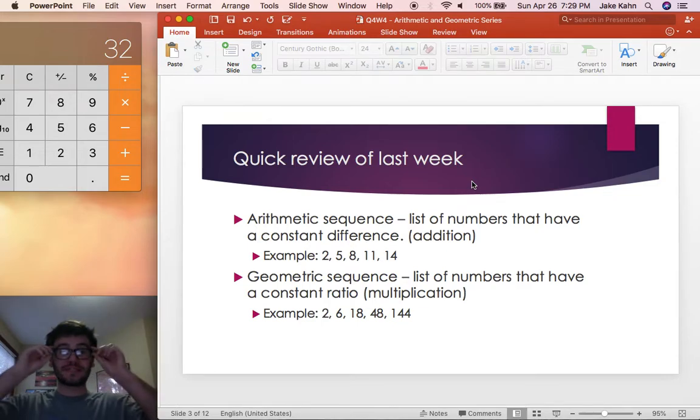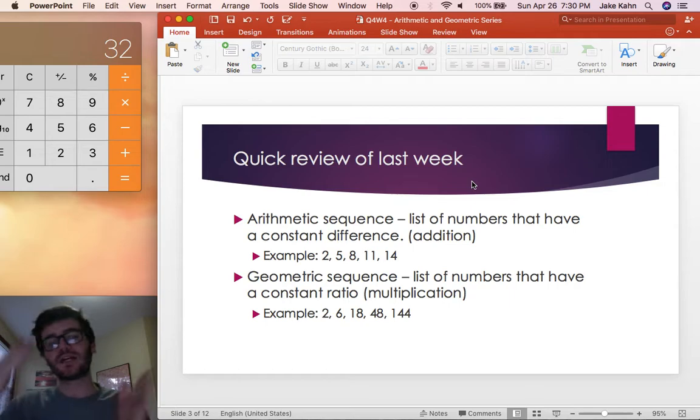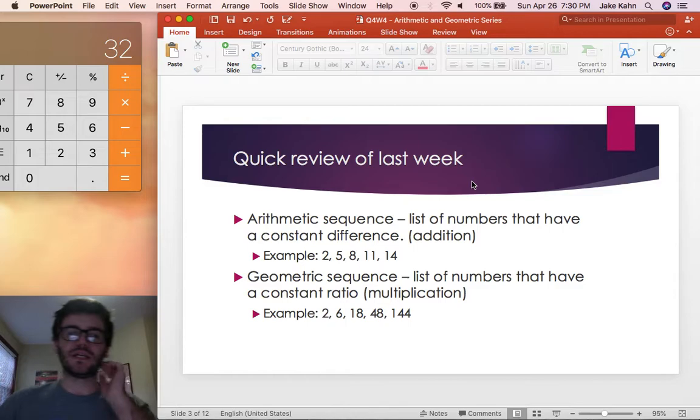Anyways, arithmetic sequences. They are a list of numbers that have a constant difference, meaning that they are addition patterns. An example of this would be 2, 5, 8, 11, 14, because you are adding 3 between each number. A geometric sequence, on the other hand, is a list of numbers that have a constant ratio, meaning it's a multiplication pattern. 2, 6, 18, 48, 144. This is a geometric sequence because you multiply by 3 between each number.